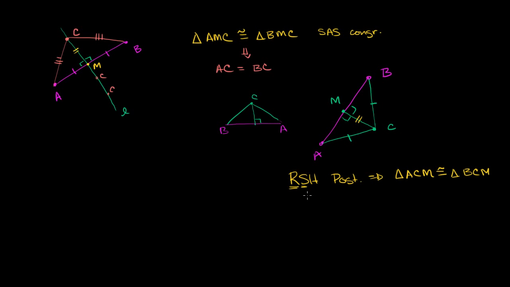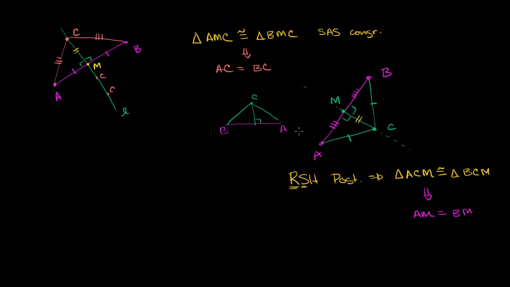by the RSH postulate. Well, if they're congruent, then their corresponding sides are going to be congruent. So that tells us that AM must be equal to BM, because they're corresponding sides. So this side right over here is going to be congruent to that side. So this really is bisecting AB. So this line MC really is on the perpendicular bisector. It really is part of the perpendicular bisector.